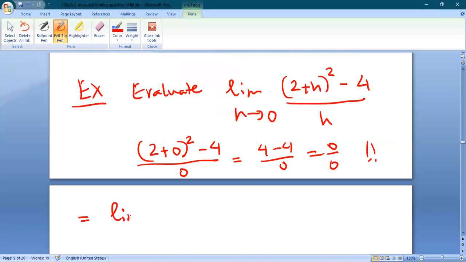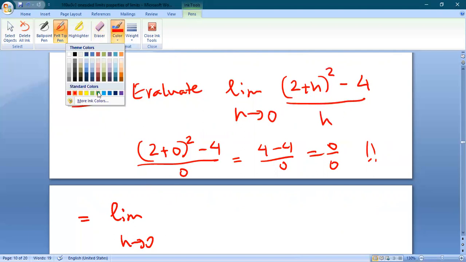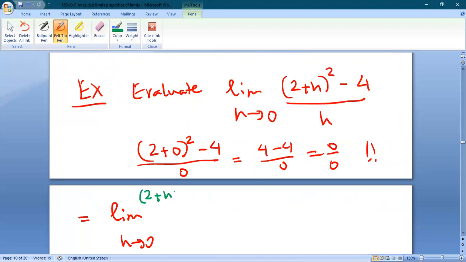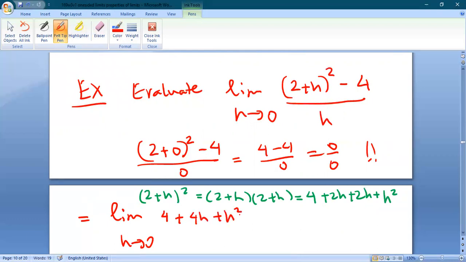Well, in this case, just expand (2 plus h) squared. So let's calculate it separately with a different color. So (2 plus h) squared is 2 plus h times 2 plus h. This is equal to 2 times 2, 4. 2 times h, 2h. h times 2, 2h. h times h, h squared. So sum and write that up. That's going to be 4 plus 2h plus 2h, 4h. They are like terms. And then plus h squared.